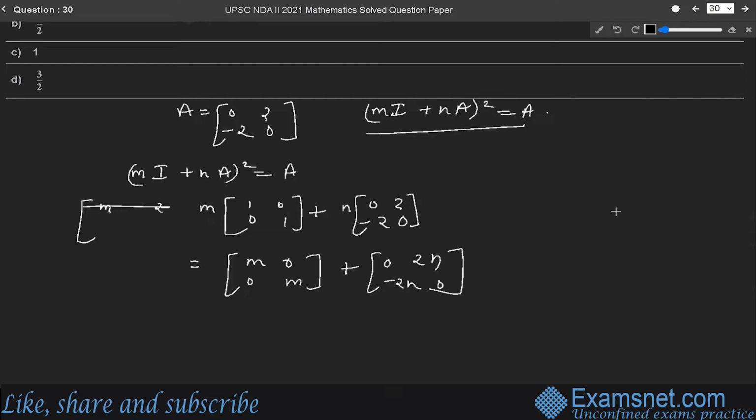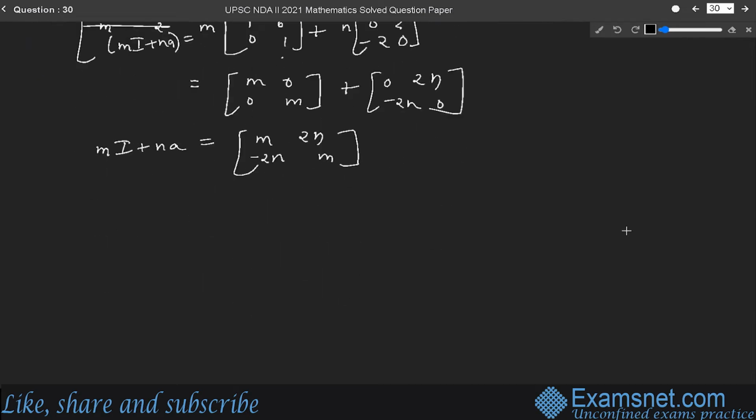See, we have found the value for mI + nA. Now we are not talking about the square. We are just finding the value for mI plus n into A. So this is the value, and on further solving it will be [m, 2n; −2n, m]. So this is the value for mI + nA. Now we have to talk about its square. The term is (mI + nA) whole square is equal to A.